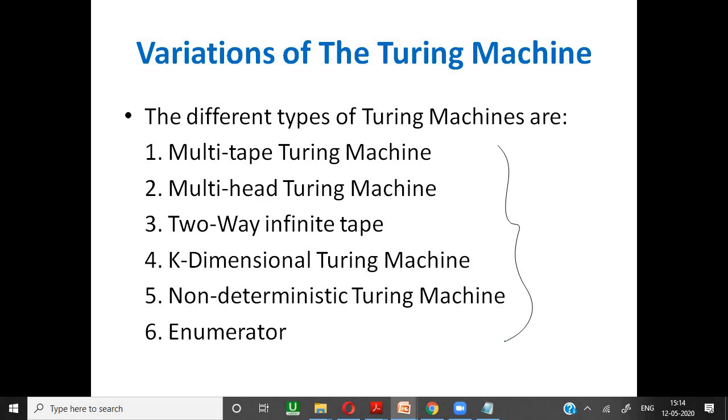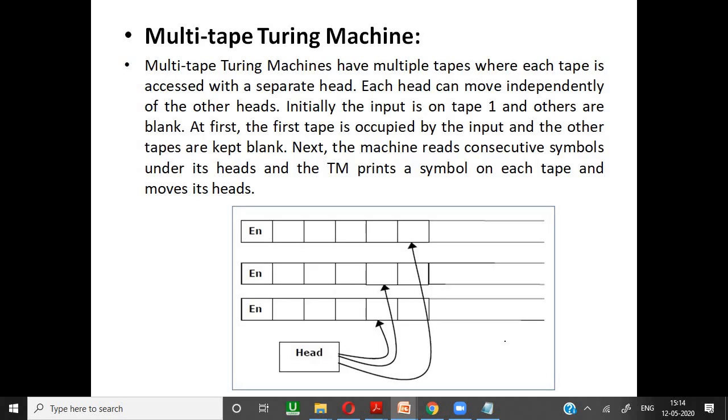First, we discuss the multi-tape Turing machine. The name itself says that we have multiple tapes, and each tape is accessed with a separate head. For every tape we have a separate head, so we can access every tape with a separate head.